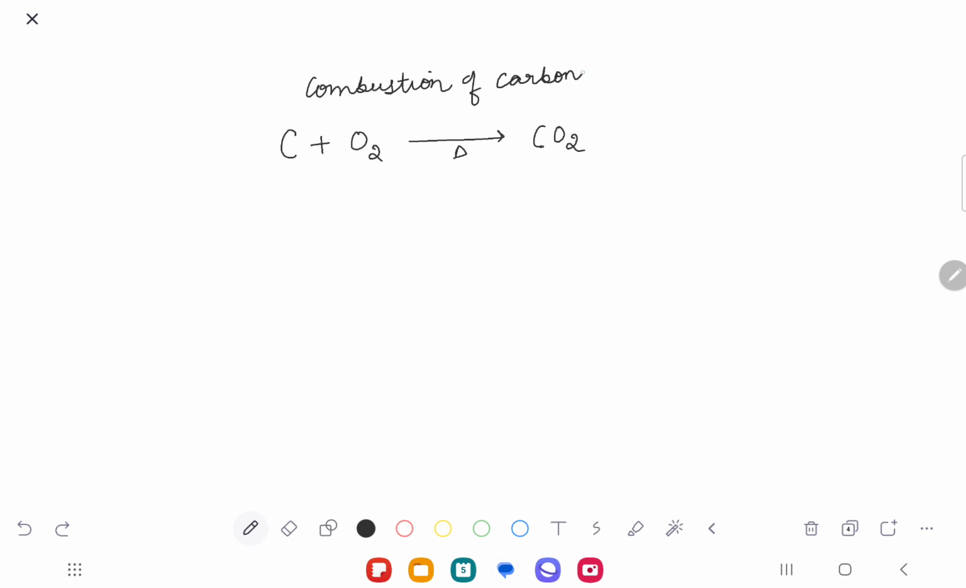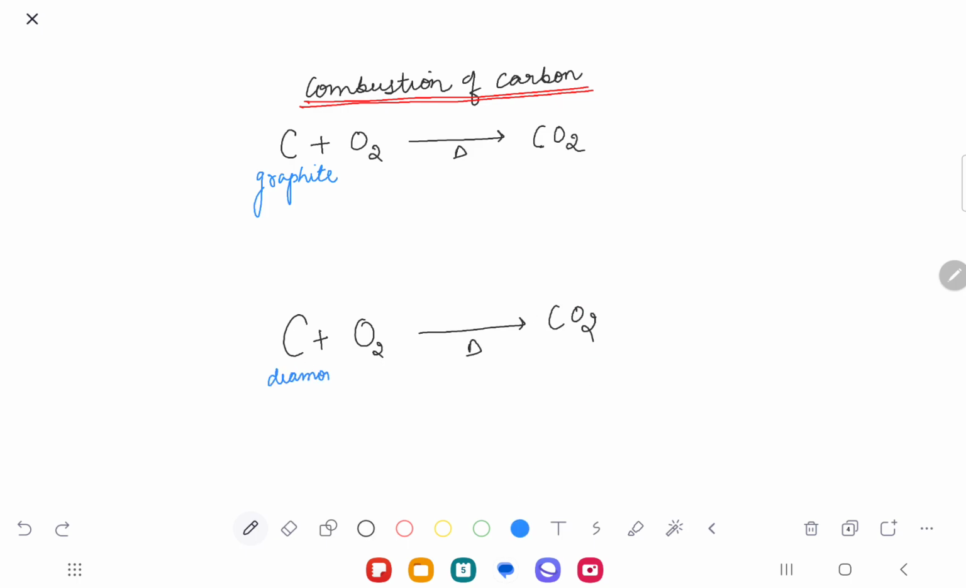So when this is the combustion of carbon, what does that mean? If I burn carbon in the form of graphite, carbon dioxide is formed. And if I burn carbon in the form of diamond, carbon dioxide shall also be formed. First thing is that the amount of carbon dioxide formed is 1 mole. So that is my definition of enthalpy of formation.